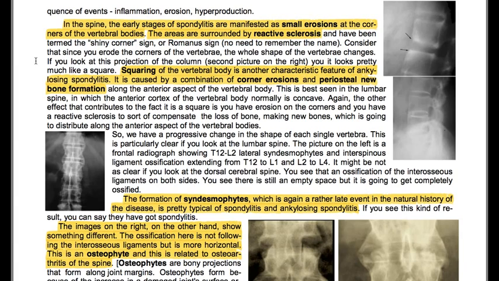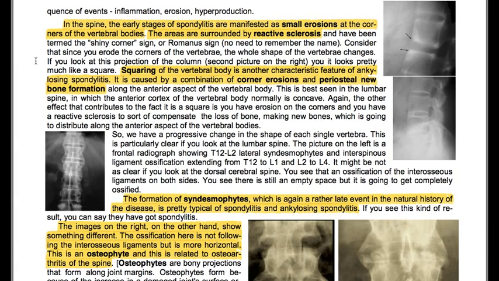Picture on the left is a frontal radiograph showing T12 to L2 lateral syndesmophytes and interspinous ligament ossification extending from T12 to L1 and L2 to L4. It might not be as clear if you look at the dorsal cervical spine. You see an ossification of the interosseous ligaments on both sides. You see there is still an empty space, but it is going to get completely ossified.